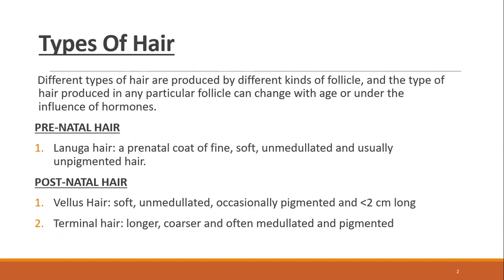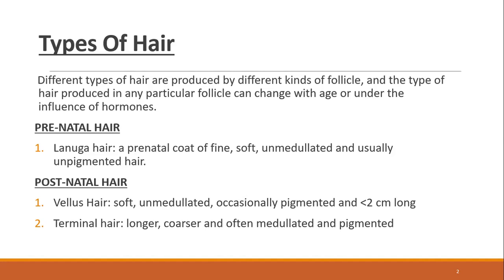First of all, what are the different types of hair? Different types of hairs are produced by different kinds of follicles. Every hair emerges from a follicle. The type of hair produced in a particular follicle can change with age or under the influence of hormones. By this, it means that a vellus hair can convert into a terminal hair under the influence of hormones, and a terminal hair can convert into a vellus hair, again under the influence of hormones. We are going to discuss all this subsequently.